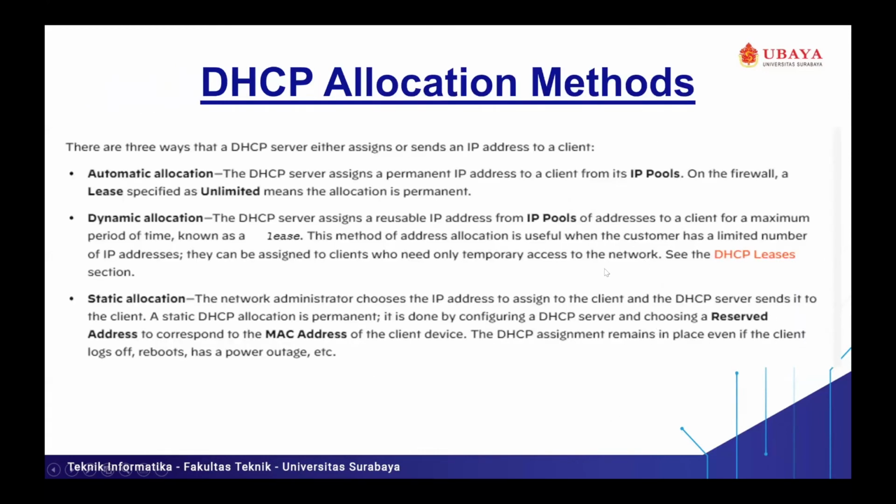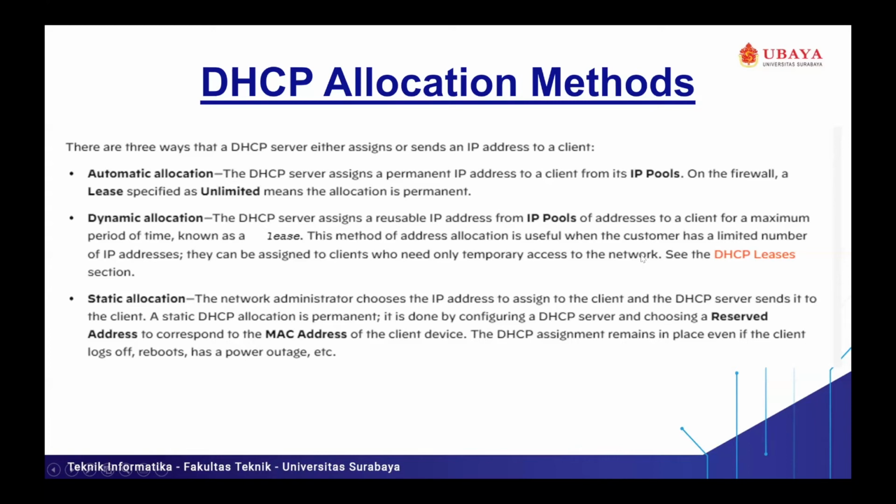So there are some methods for DHCP allocation. There are three ways that the DHCP server either assigns or sends an IP address to a client. The first one is automatic allocation. The DHCP server assigns a permanent IP address to a client from the IP pools. On the firewall, a lease specified as unlimited means the allocation is permanent. By default, we will use automatic allocation. So when a client connects to a router, our router will give the IP to that client, right?